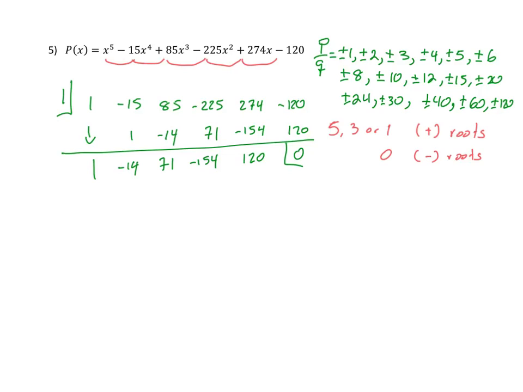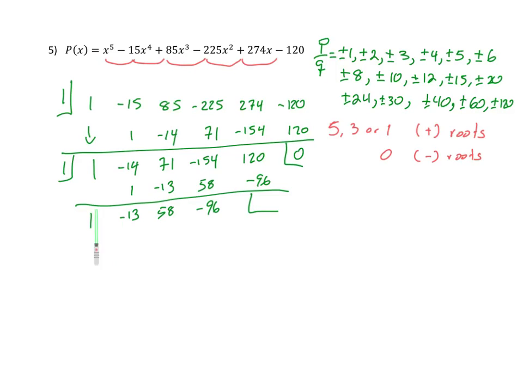So now I should check if 1 is a double zero. So we are going to check again. I'm going to bring down the 1. 1 times 1 is 1. Negative 14 plus 1 is negative 13. Negative 13 times 1 is negative 13. 71 minus 13 is 58. This is 58. This is negative 96. And as you can see, 1 is not a double zero.